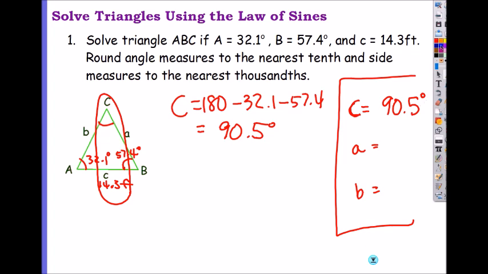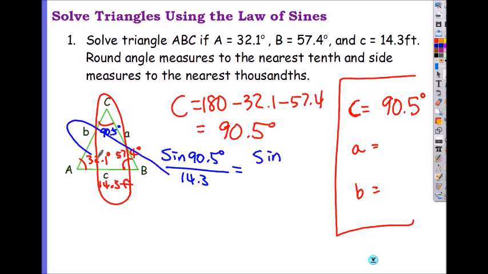Once you have a matching side and angle, you can always use the law of sines. And usually the law of sines is easier to use than the law of cosines, so you'll use the law of sines. So how do you set it up? Sine of 90.5 degrees over 14.3 equals, you only start with two ratios, not all three at once. Let's find b first: sine of B, which is 57.4 degrees, over b.